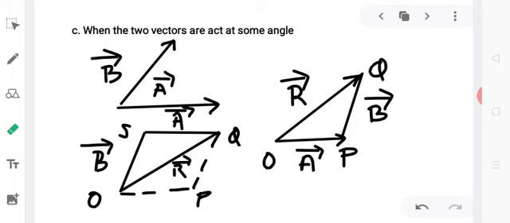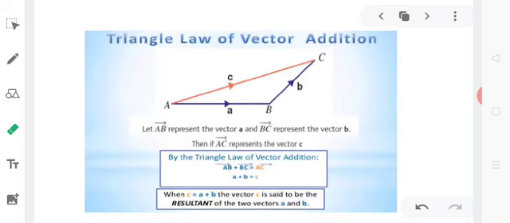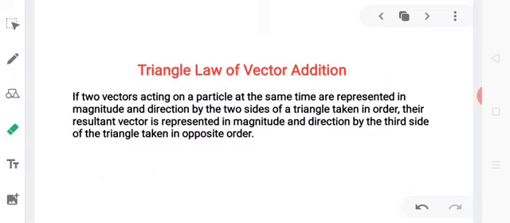We shall be discussing in detail about both the laws one by one. So let's begin with the triangle law of vector addition. Let's go to the statement. It states that if two vectors acting on a particle at the same time are represented in magnitude and direction by the two sides of a triangle taken in one order, the resultant vector is represented in magnitude and direction by the third side of the triangle taken in opposite order.